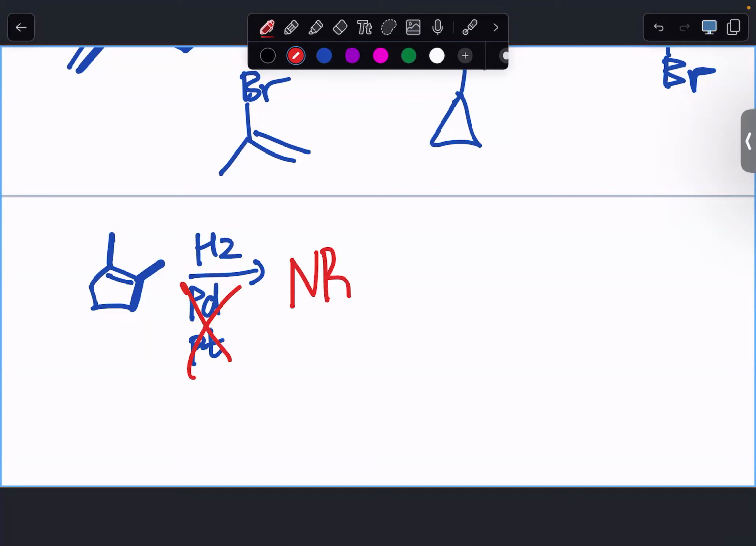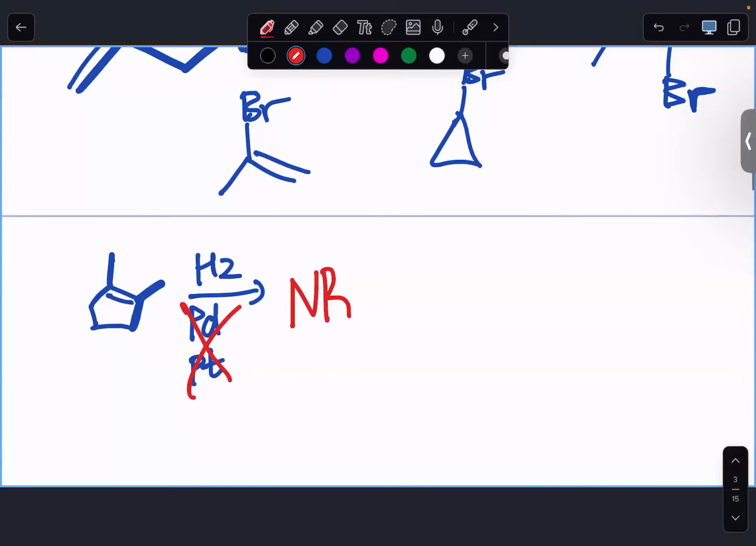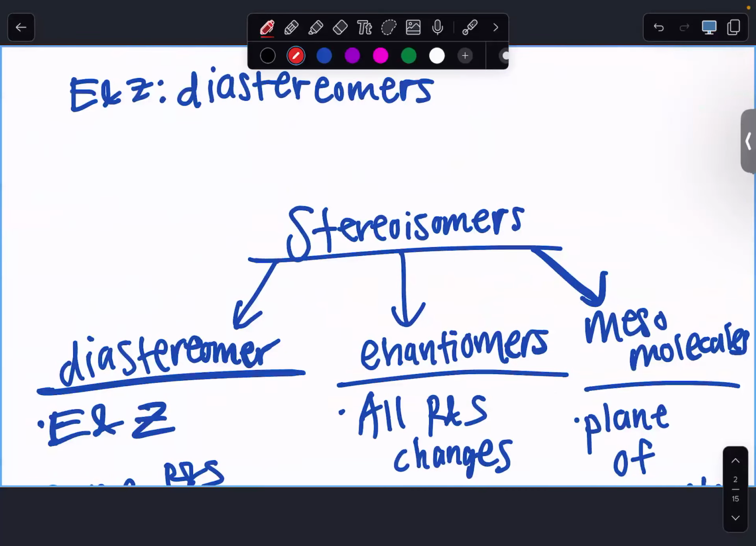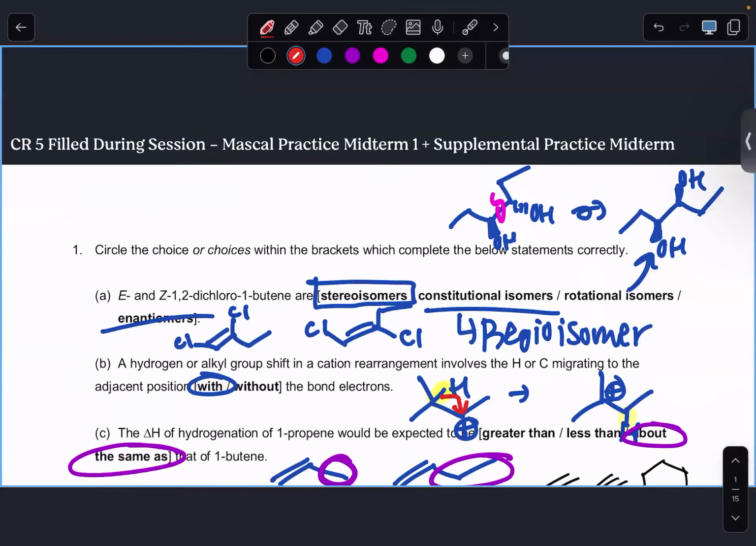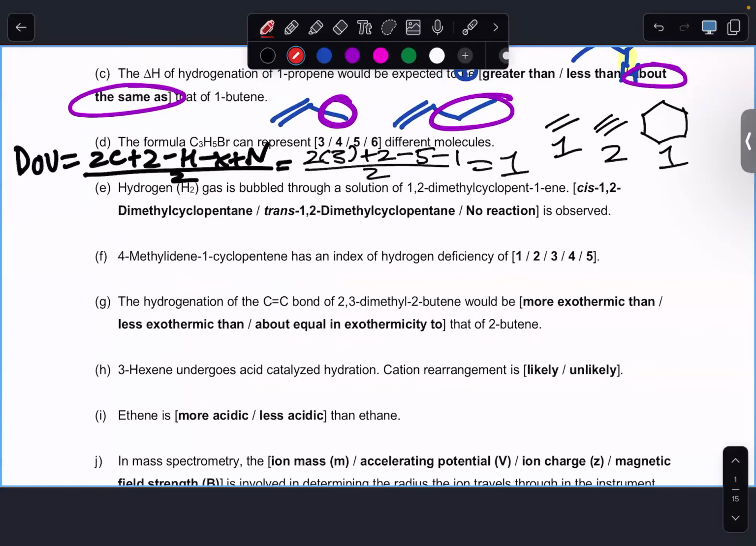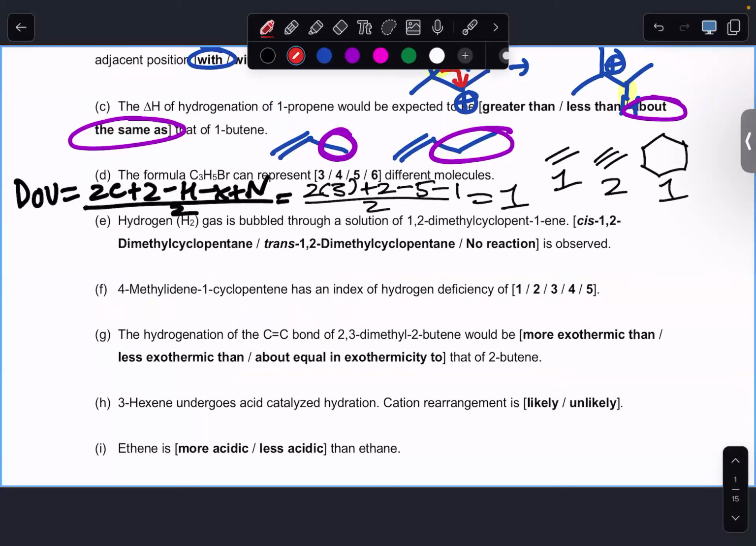Right. So that was a tricky question because it's a bit of a conceptual question. Any questions on that one? Right. So in this case, no reaction.